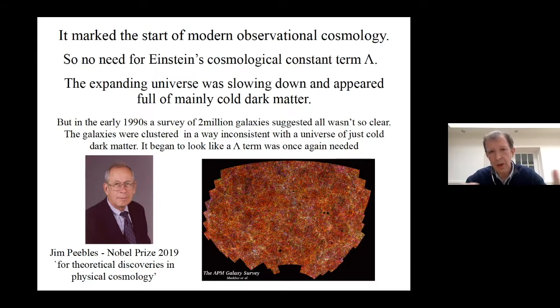The galaxies were clustered in a way which seemed to be inconsistent with a universe that was just made up of cold dark matter. It began to look like there needed to be this lambda term, this cosmological constant term, once again in there. And one of the first people to realize this and to make use of it was Jim Peebles. And Jim Peebles, a brilliant cosmologist, was awarded the 2019 Nobel Prize for his discoveries in physical cosmology.